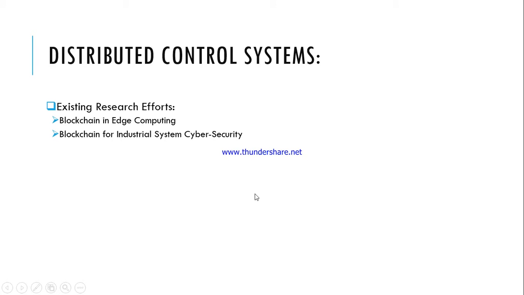Some research is also happening on blockchain and distributed control systems, and some of it is thoroughly discussed in the paper, but I will just headline them. Number 1 is blockchain in edge computing, and number 2 is blockchain for industrial system cybersecurity. These are two hot topics being discussed in research these days. So if you guys want to know more about this, do check the paper.